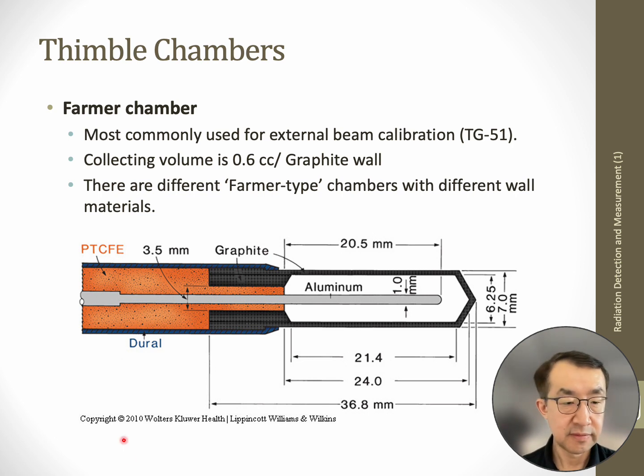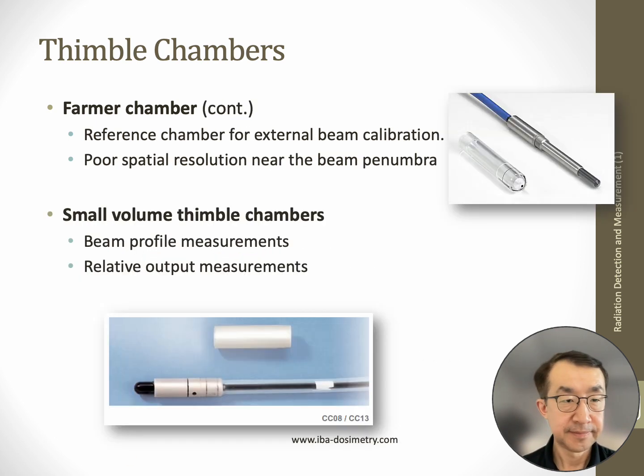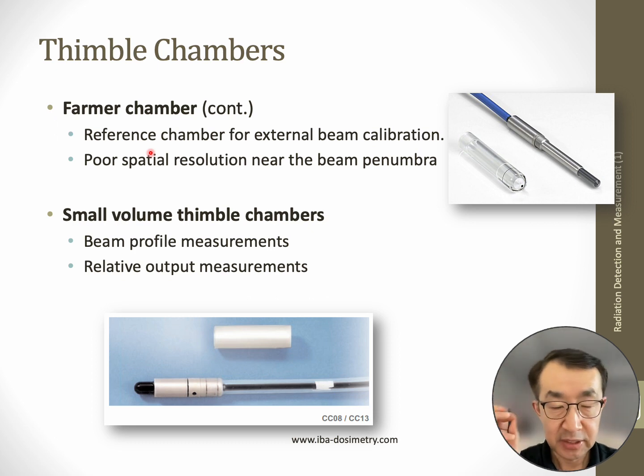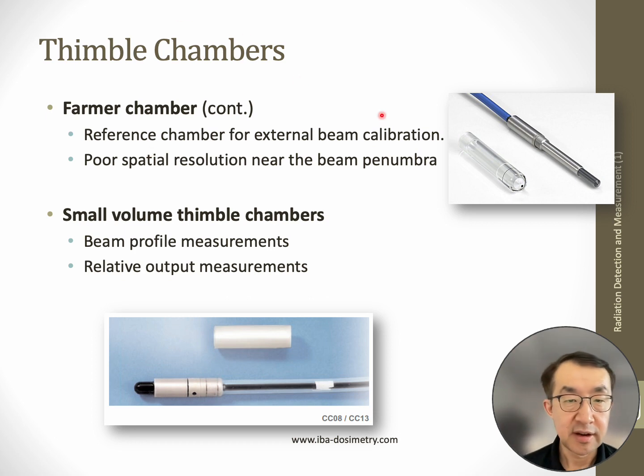I have a picture of the Farmer chamber in the next slide. It looks something like this. It has a cover, because again, this graphite, if you're uncareful, you can actually break it. So we have a plastic cover. We call this a reference chamber, because when we say calibrate, that means we want to measure what our machine output is. When I deliver 100 MU, it has to deliver a certain amount of dose at a certain depth and certain field size. So we characterize that using this Farmer chamber.